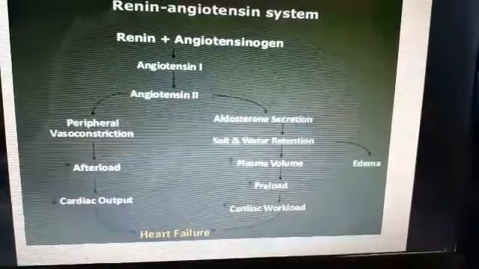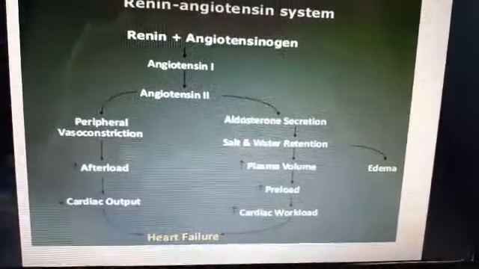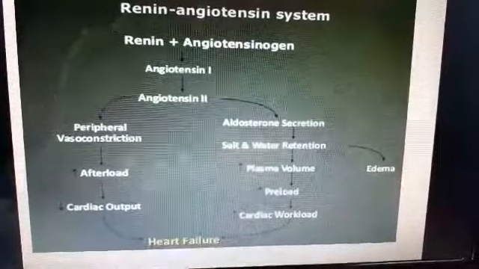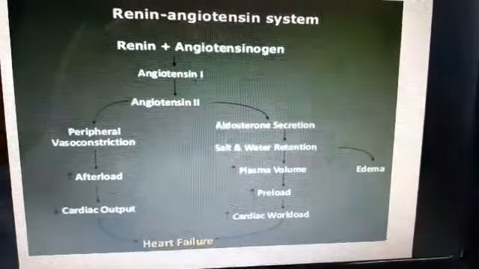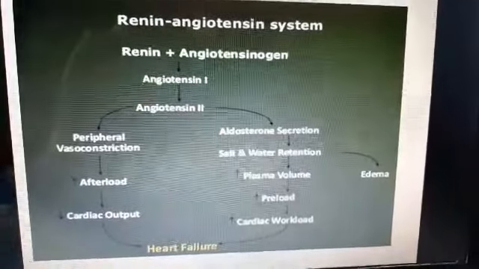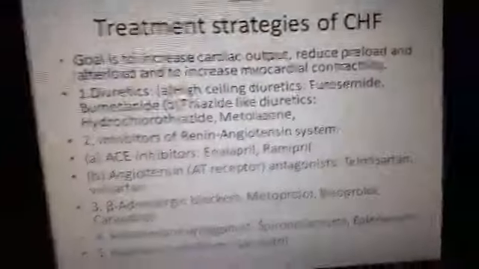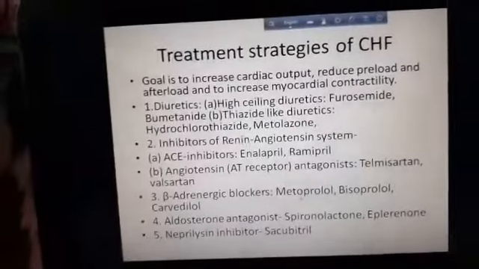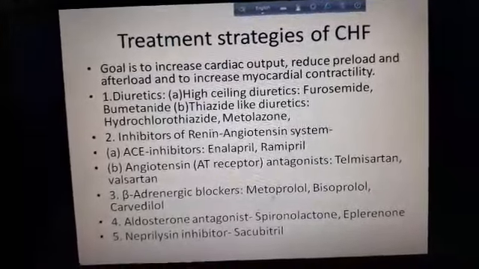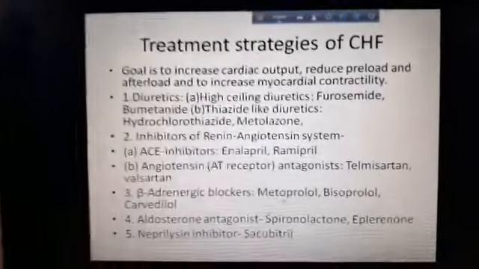So angiotensin 2, by causing peripheral vasoconstriction, will cause an increase in the afterload and reduce cardiac output, and aldosterone secretion is enhanced by angiotensin 2, that will cause salt and water retention. There is increased plasma volume, increased preload, and increased cardiac workload, that will aggravate the heart failure. And also salt and water retention causes increased edema. So what is the treatment strategy of heart failure? If you remember the previous and the first chart of compensatory mechanism, we can understand how we can decrease the symptoms or reverse the pathophysiology of heart failure.